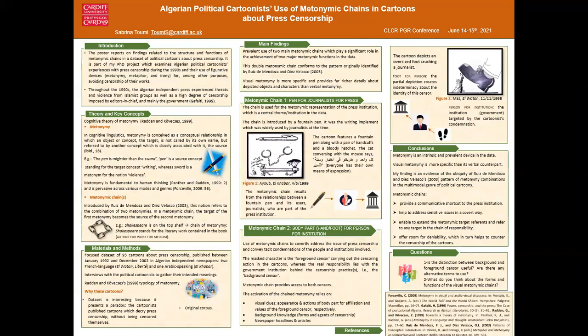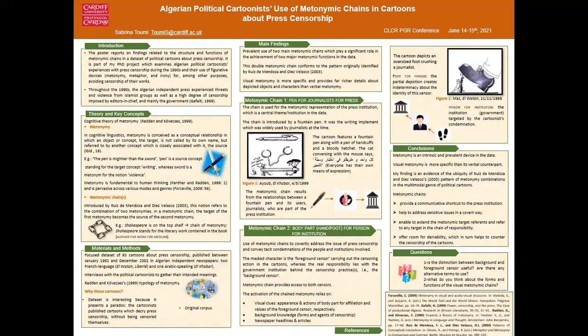My analysis shows that the targeted censorial institution or the background censor can only be captured by the chained metonymy. To help their audiences activate this chain, the cartoonists have offered visual clues about the affiliation and the values of the implied character by carefully designing their appearance and actions respectively.